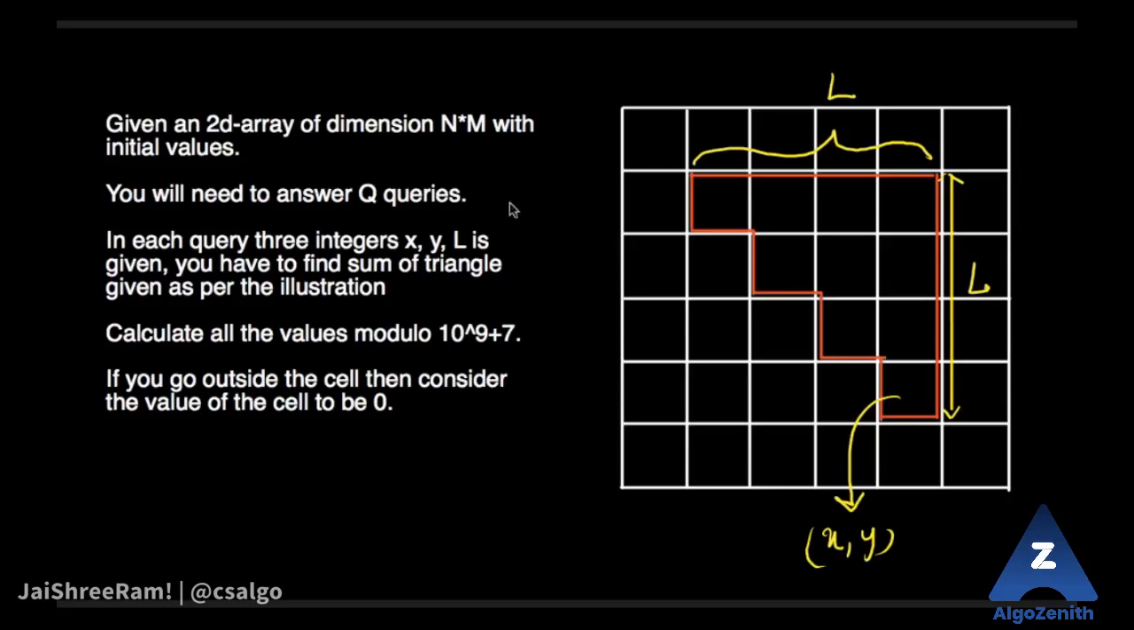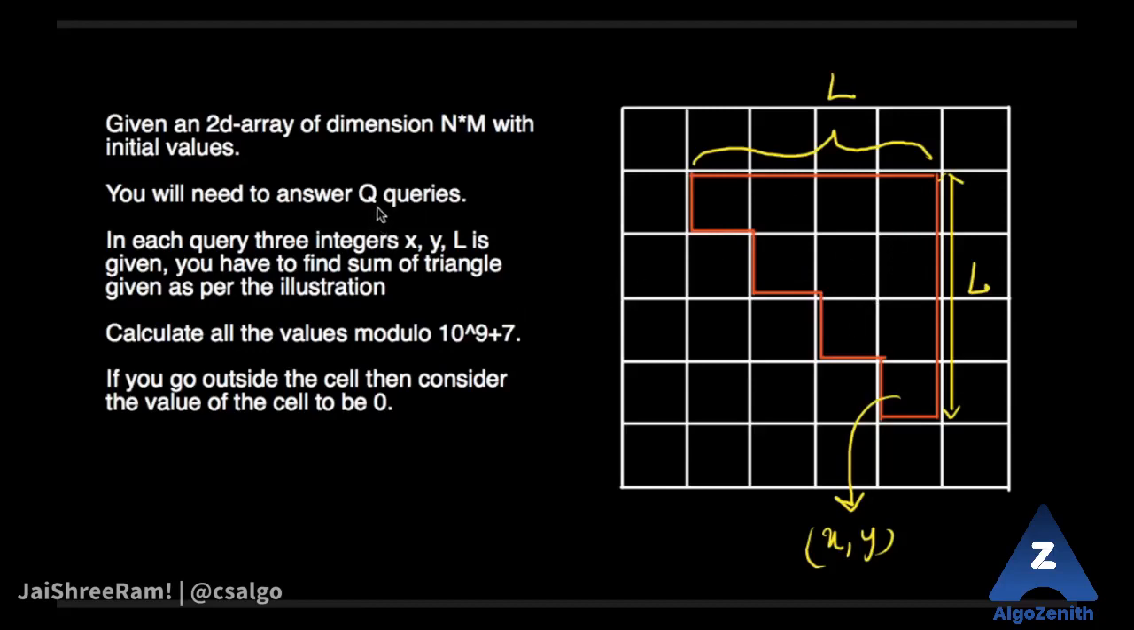So there will be q queries, and for each query you are given x, y and l. So x comma y means this lowermost point of the triangle, and this will be the shape of the triangle, and you are given L, which is the size of the sides of the triangle. So this is the region of which you need to find the sum of values. Whatever the values over these cells are, you need to sum them up and tell the value for each query.